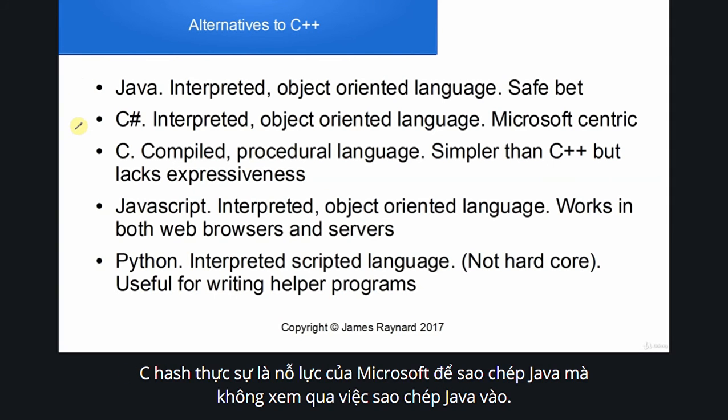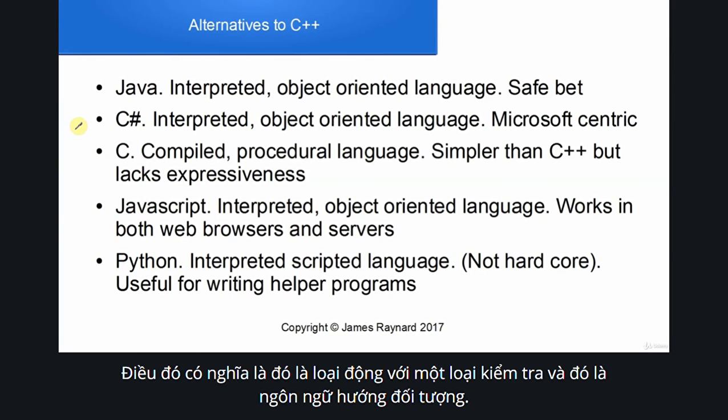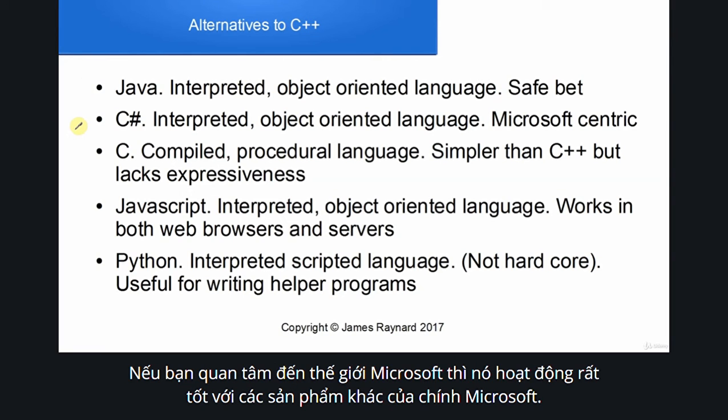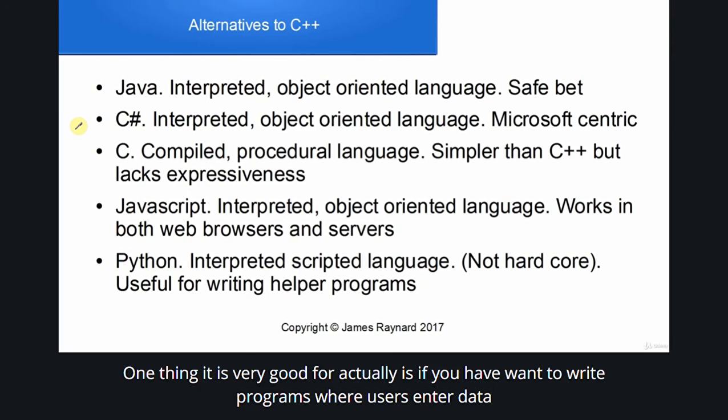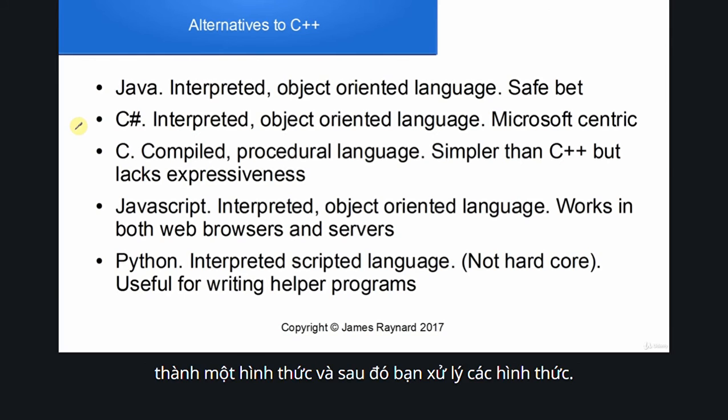C# is really Microsoft's attempt to copy Java without looking as though they're copying Java, and don't tell them I said that. So again, it's interpreted, which means it's dynamically typed with runtime checking, and it's an object-oriented language. If you're interested in the Microsoft world, it works very well with Microsoft's own other products. One thing it is very good for is if you want to write programs where users enter data into a form and then you process the form. That's something that C# is strong in.